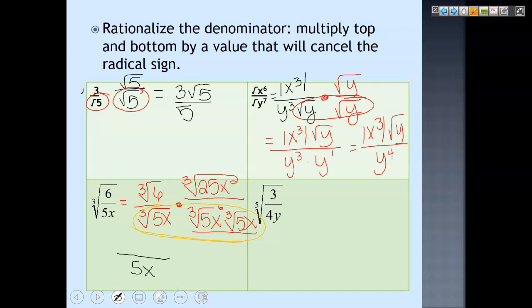Your top, this is where the multiplying rule comes into play. You have 6 and 25 that need to multiply together inside to give you 150, because 25 times 6 is 150x squared. 25 and 6 don't share any common multiples to bring out a cube root. The 6 is just 2 and 3, and 25 is 5 and 5. So 150 isn't going to have any multiples that simplify it either.